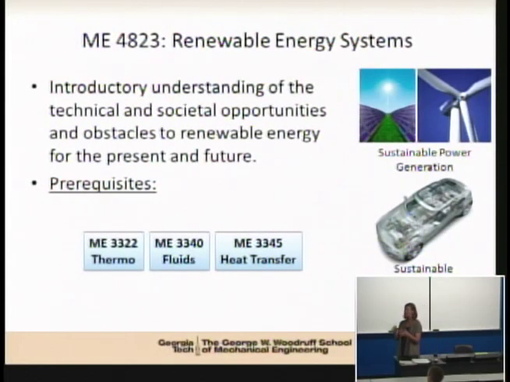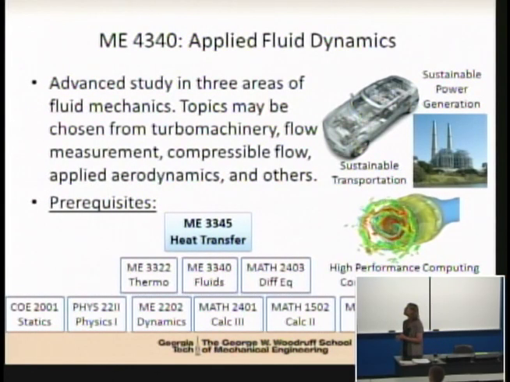Renewable energy systems is an overview of many different future renewable energy system options. I think that they cover solar, wind, biomass, basically alternative energy sources, and the use of these alternative energy sources in power generation and transportation. So if you were interested in those two areas, this would be a good elective to check out.